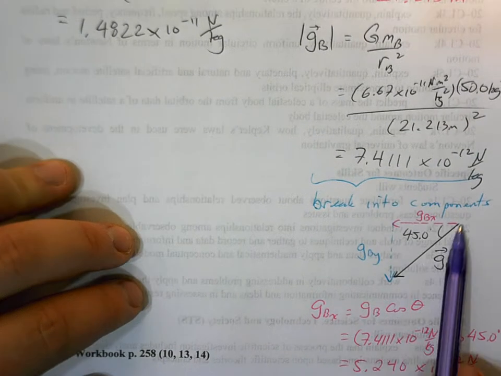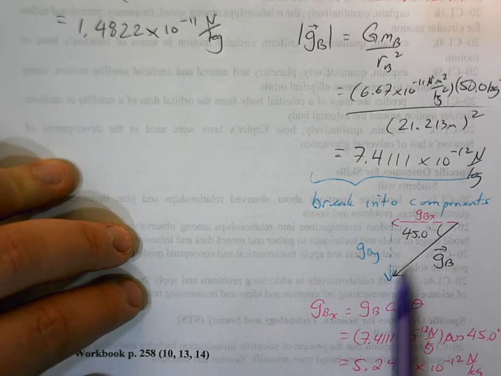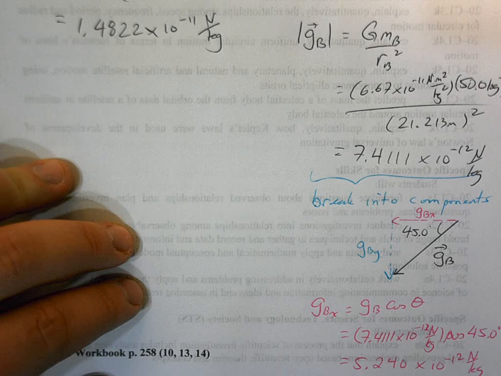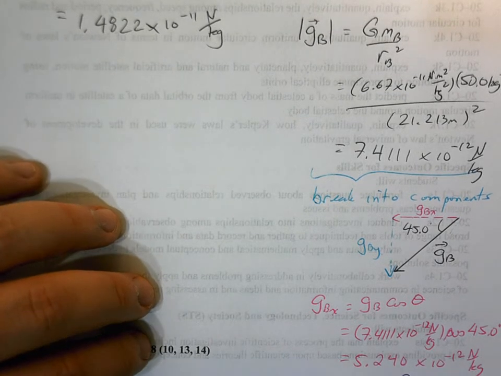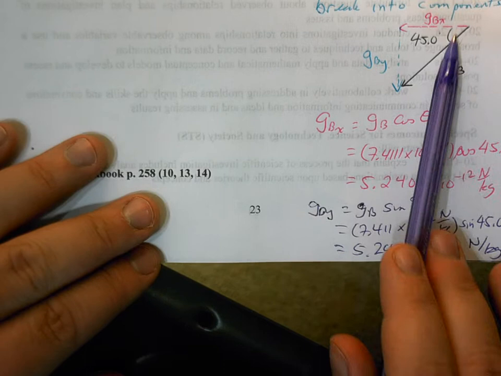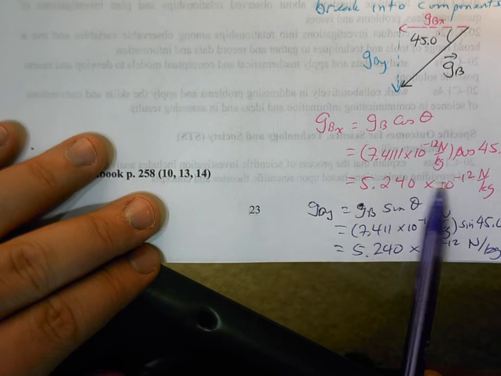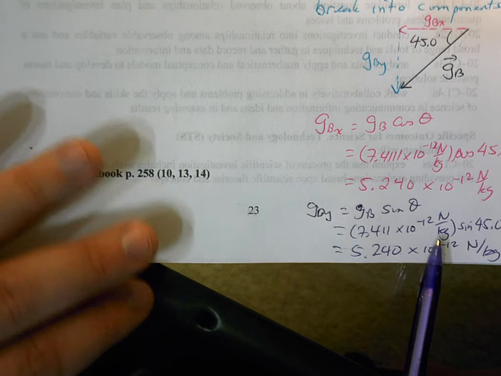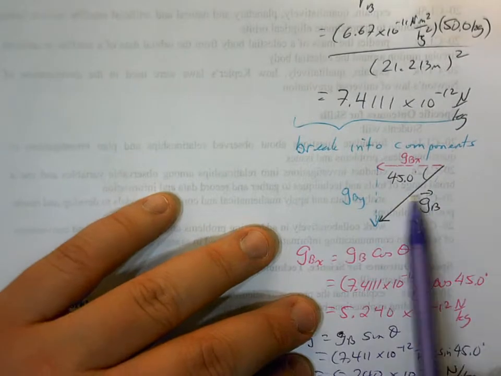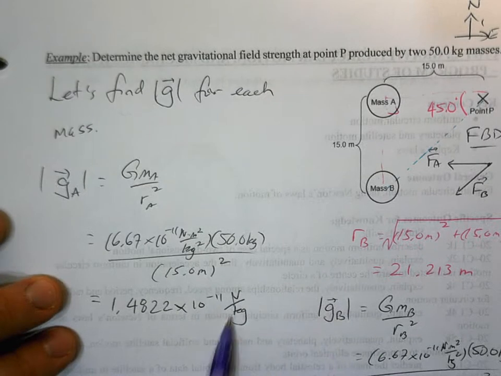Alright, so we determined earlier that the magnitude of this vector along this path is about 7.41 times 10 to the minus 12 newtons per kilogram. But to help us find the net gravitational field strength, we want to have that gravitational field strength in the x direction and the y direction. So we have our components of this vector. This vector only acts in the x direction.